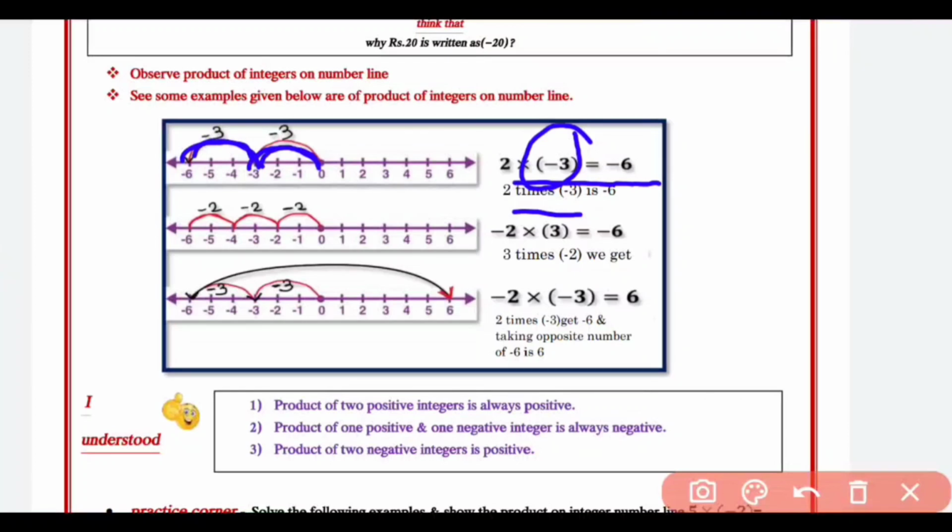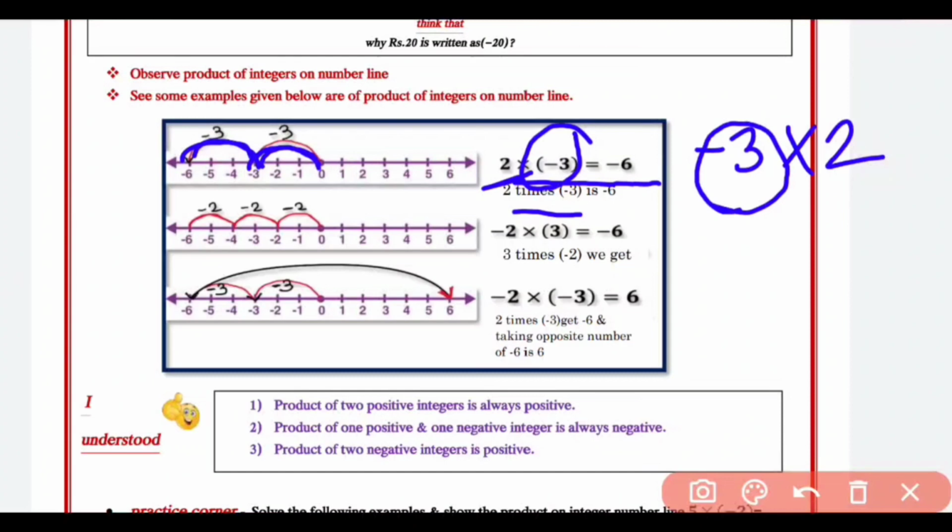Why 2 jumps? Because it is 2 times, minus 3 multiplied by 2. So that's why we have to take 2 jumps of 3 units on the left hand side of 0. Why left hand side of 0? Because there is minus 3. We all know negative numbers are on the left hand side of 0, and that's why the jumps are taken on the left hand side.